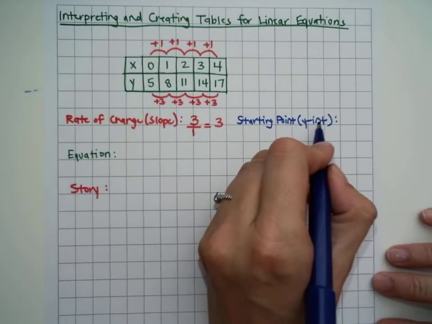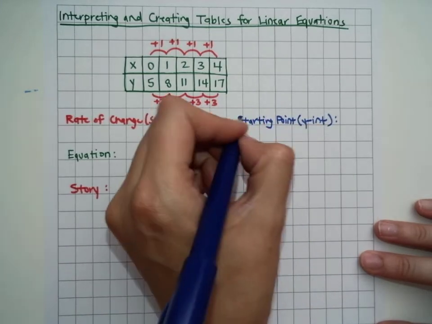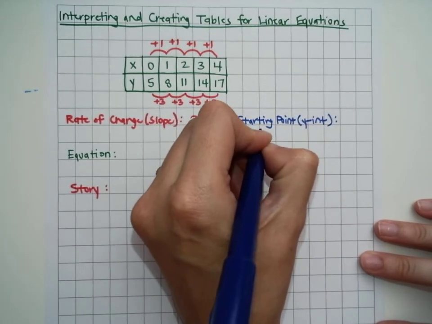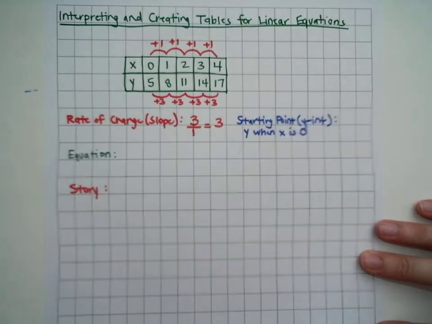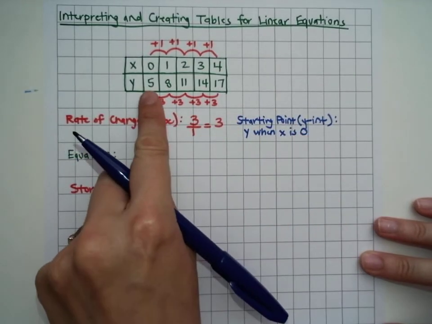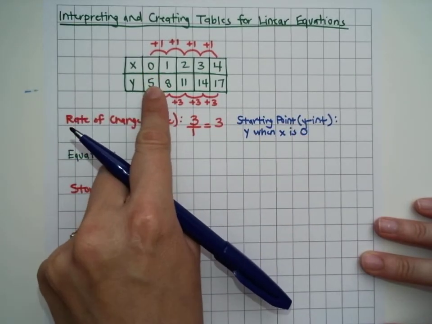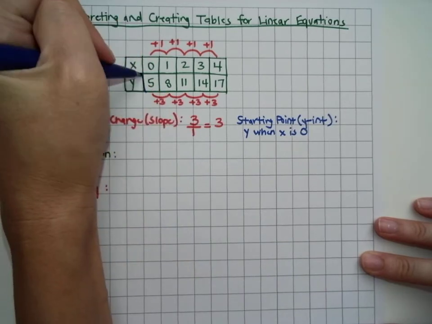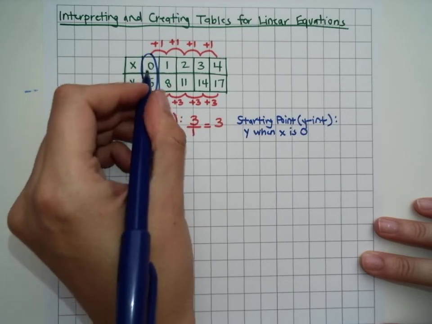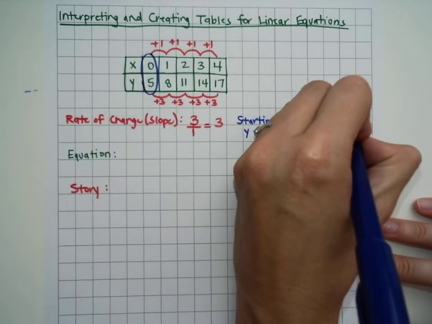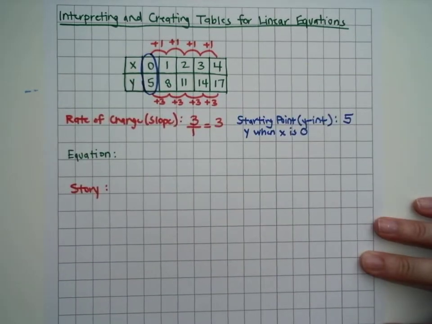So we need to find our starting point, which is our y-intercept. So that is your y when x is 0. So you have to find in your table where x is 0, that y value is your starting point or your y-intercept. So in this case, it's 5.